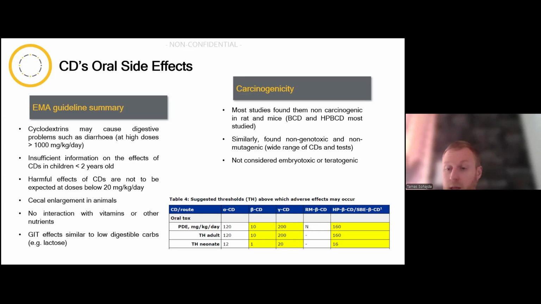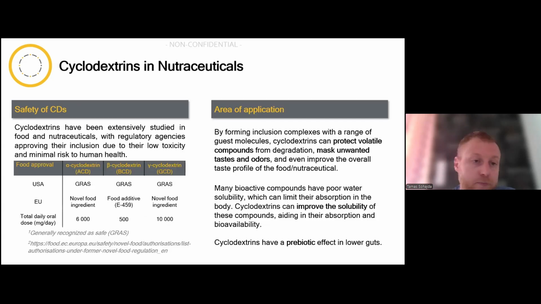This table is from the EMA's guideline. So as you can see, for oral formulations, suggested daily doses are around 100, 200 milligrams, except for the beta cyclodextrin, which has a significantly lower dose.